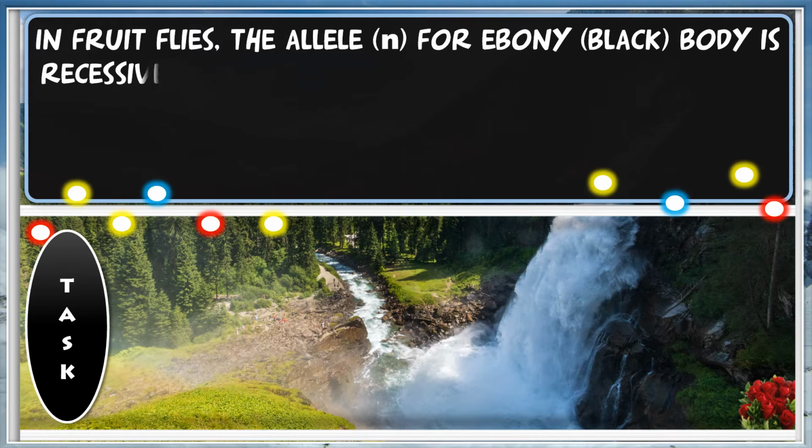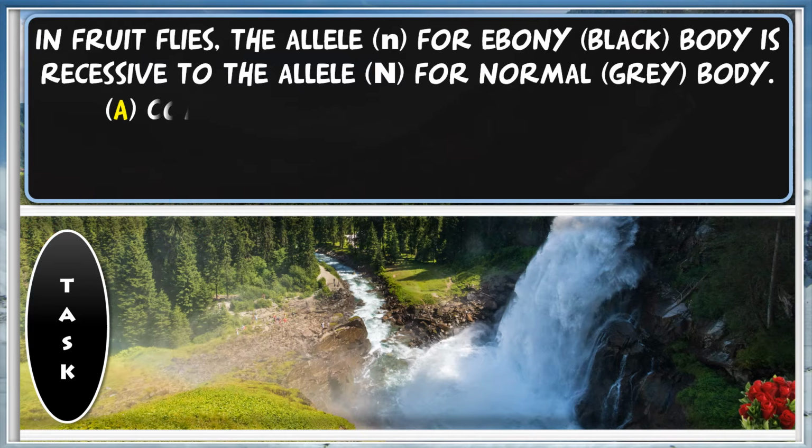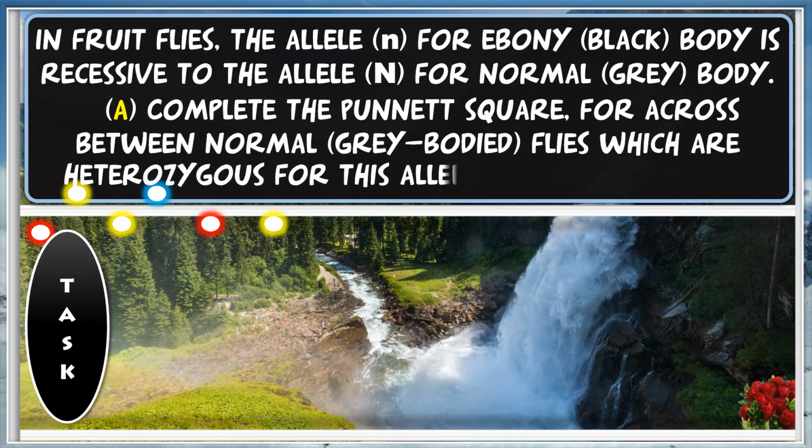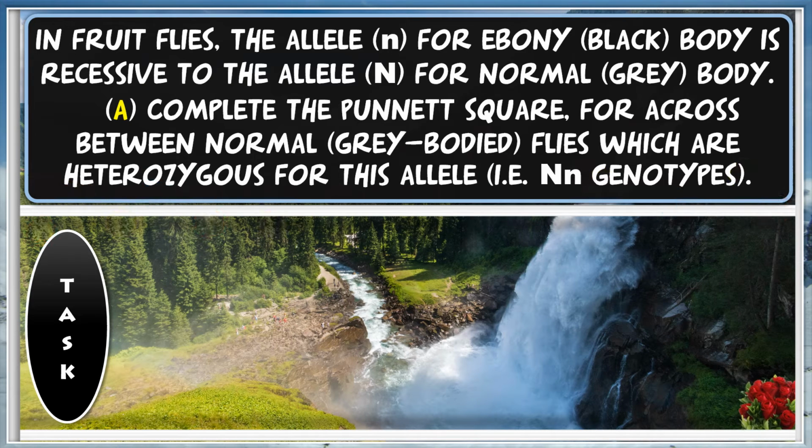In fruit flies, the allele small n for ebony or black body is recessive to allele capital N for normal gray body. Part A. Complete the Punnett square for a cross between normal, that is gray-bodied, flies, which are heterozygous for this allele. That is capital N, small n, genotypes.